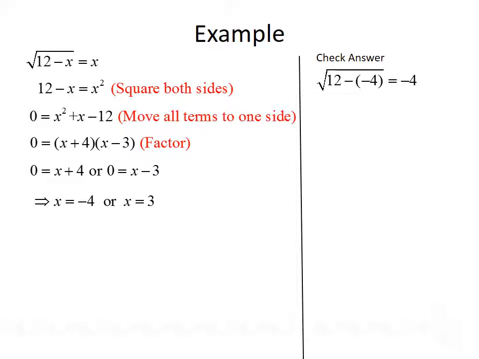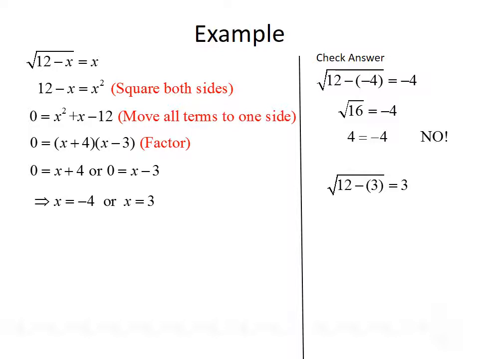We'll start by plugging negative 4 into our original problem. So the square root of 12 minus negative 4 equals negative 4. Simplifying, 12 minus negative 4 is 16, so the square root of 16 equals negative 4. But by definition, the square root of 16 is positive 4. So we have positive 4 equals negative 4, and this is not true. Positive 4 does not equal negative 4, so negative 4 is not a true solution. It is an extraneous solution.